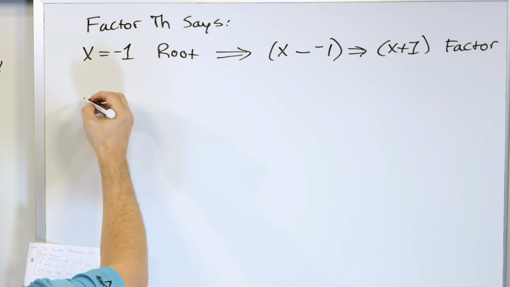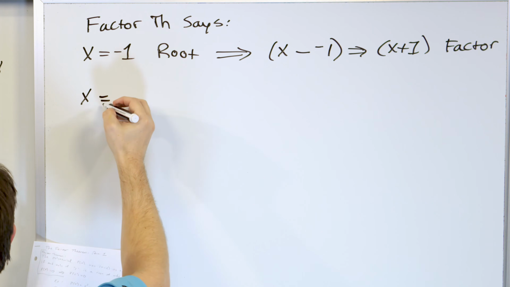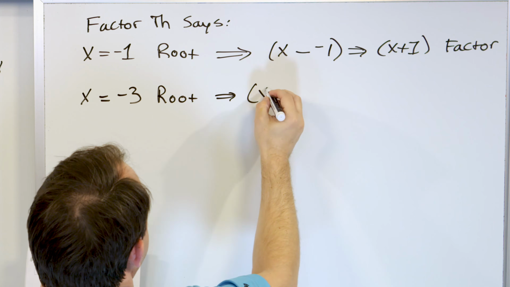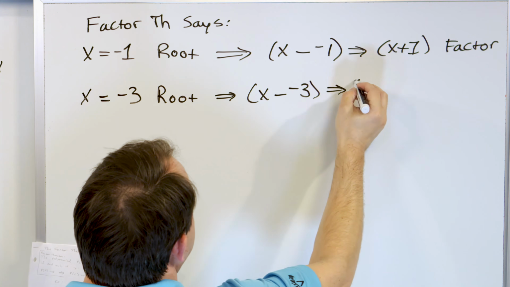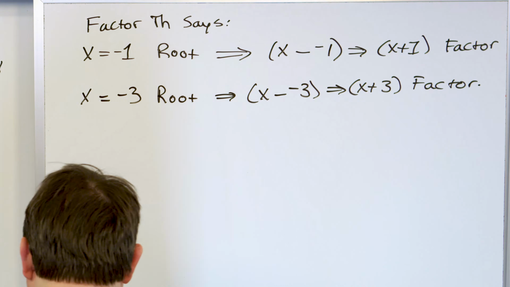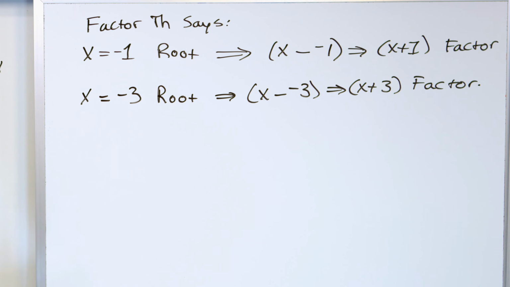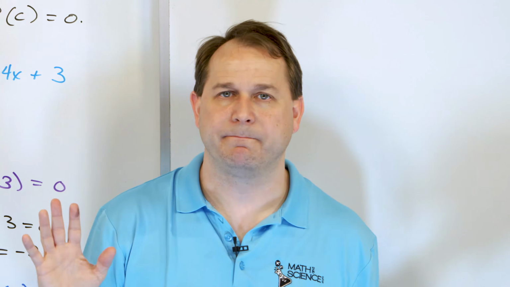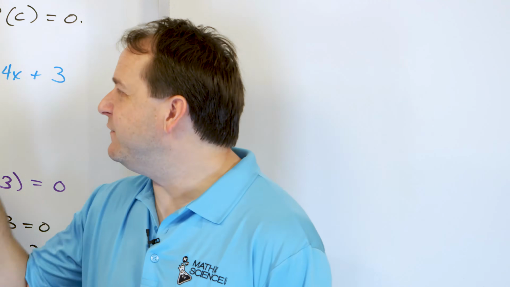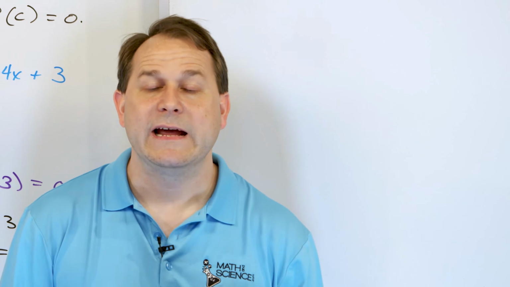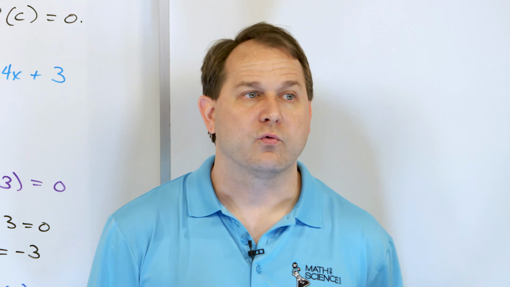All right? And the factor theorem also says, in this case, because we know that x is equal to negative 3 is a root, then x minus a negative 3, which means x plus 3, is a factor. All right, so the bottom line is, if I never gave you the polynomial at all, if you didn't know that this polynomial had those roots, and I just said, there is a polynomial out there, it has a root of negative 1, it has a root of negative 3. Write down the polynomial.